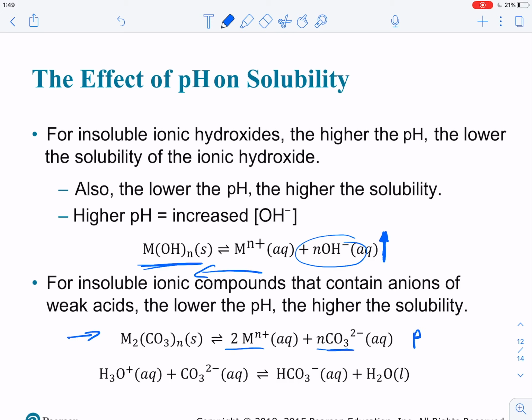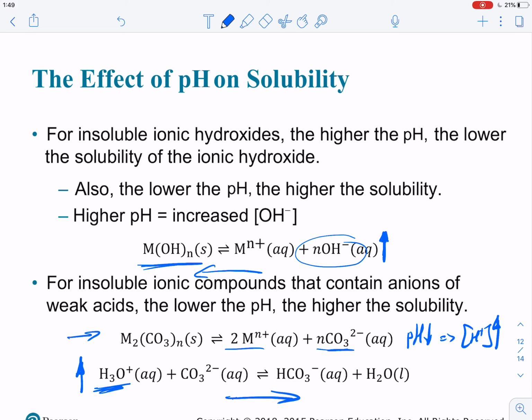If you decrease the pH, this is not well written. If you decrease the pH, which means you are increasing the concentration of H plus, which is what you have here, then you are increasing this. That means you are moving this equilibrium to the right.